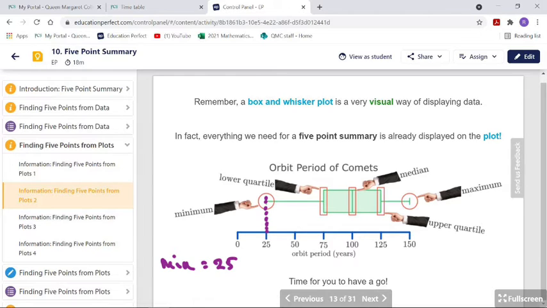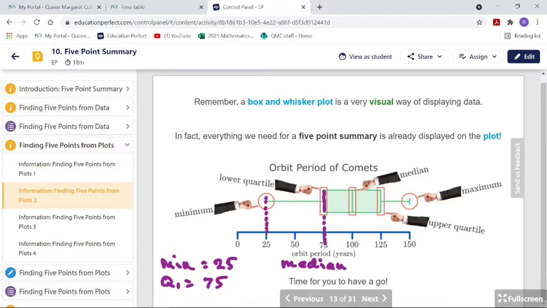25. So our minimum is 25. So you're just going to go down from the line and read the number. Then we want Q1 as our next thing. Q1 is the lower quartile, which is the beginning of the box. So it's right there at what number? 75.